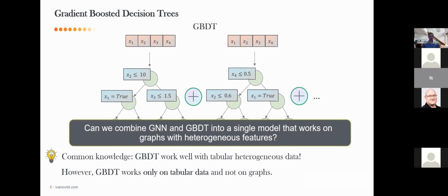And the main question of this paper that we ask is, can we combine GNN and GBDT into a single model that works on graphs with heterogeneous features? So can we somehow use the benefits of GBDT in order to improve our performance on graphs with heterogeneous features? And we propose this Boost-GNN model.